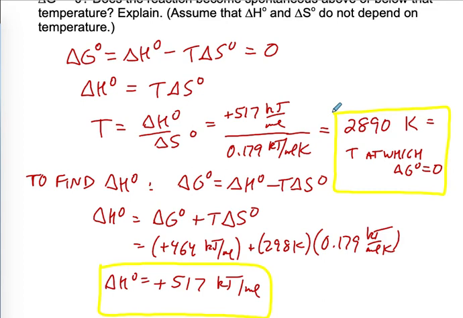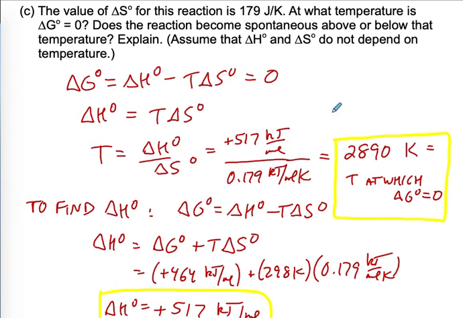So now let's go back to the question above. Does the reaction become spontaneous above or below that temperature? Well, let's look at our signs. Delta H naught is positive, delta S naught is positive. The positive value of delta H naught, that is the endothermicity of the reaction, disfavors spontaneity. But the positive value of delta S naught favors spontaneity. And we said before that such reactions are favored at higher temperature.